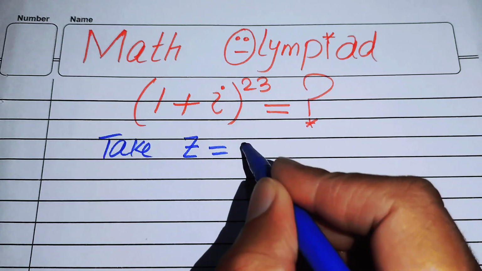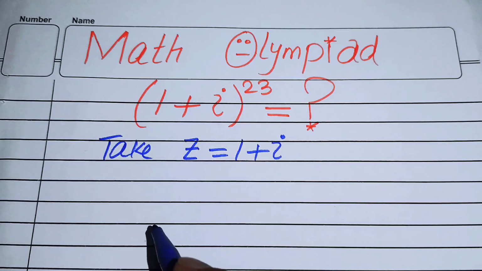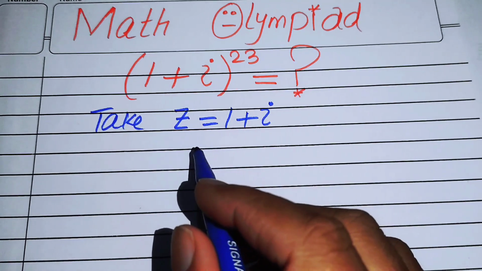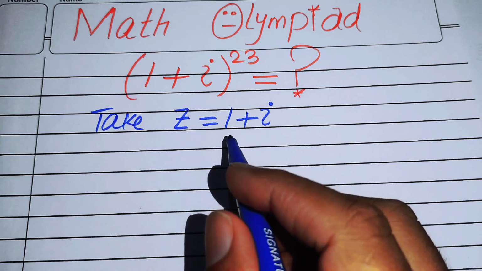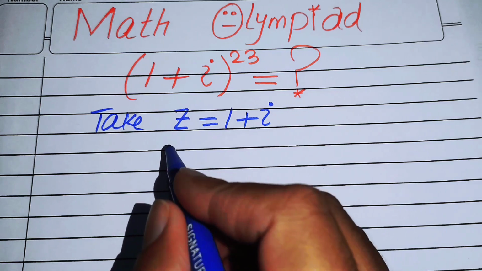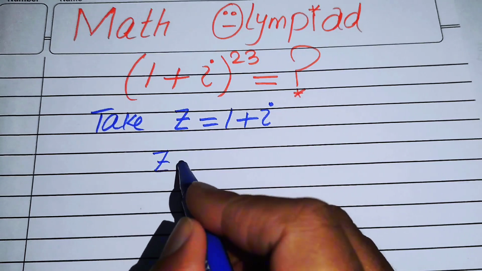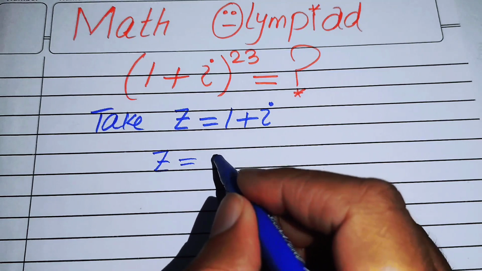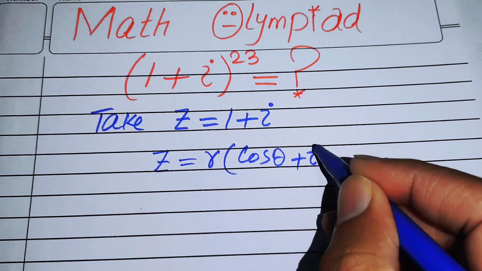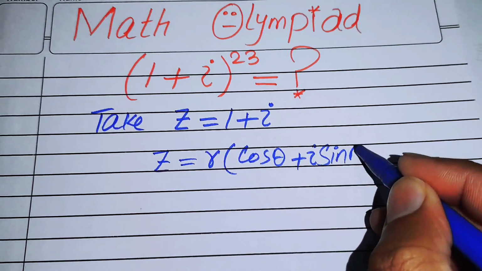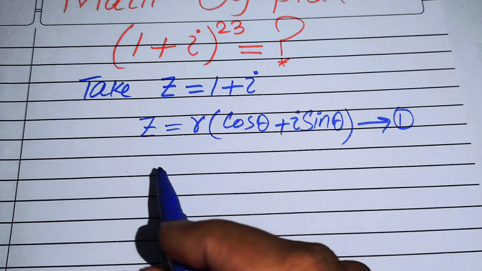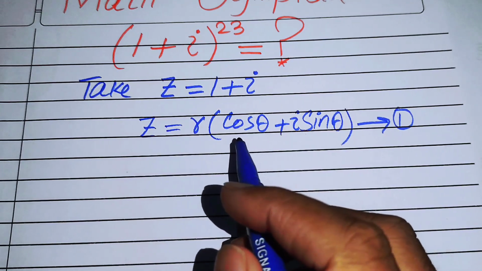Here our base is z equals to 1 plus iota, and now the very first thing I can do is convert this complex number into the polar form. You know that the polar form of a complex number is z equals to r into cos theta plus iota sine theta. I can name this as equation number 1. This form is called the polar form of a complex number.